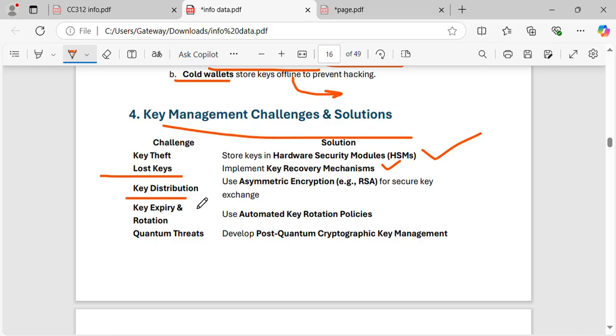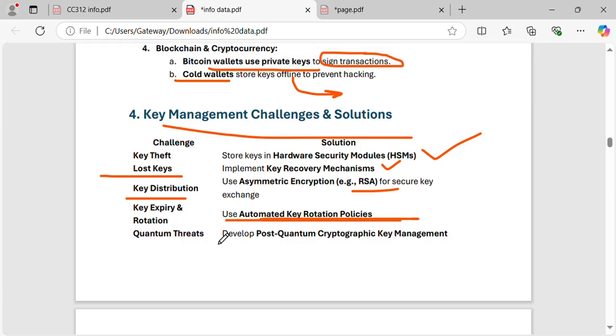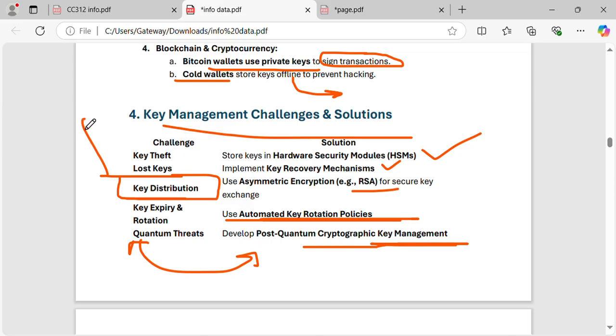Key distribution: use asymmetric encryption like RSA for secure key exchange. Key expiry and rotation: use automated key rotation policies. Quantum threats: develop post-quantum cryptographic key management, right? If quantum is making a threat, just make your key management systems according to the quantum. So key distribution means deciding which one should be the private key and which one should be the public key. So it's better to use RSA or some other algorithm that can do it really efficiently.